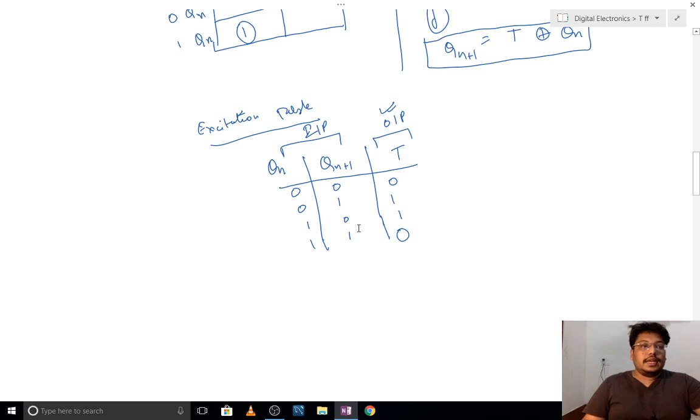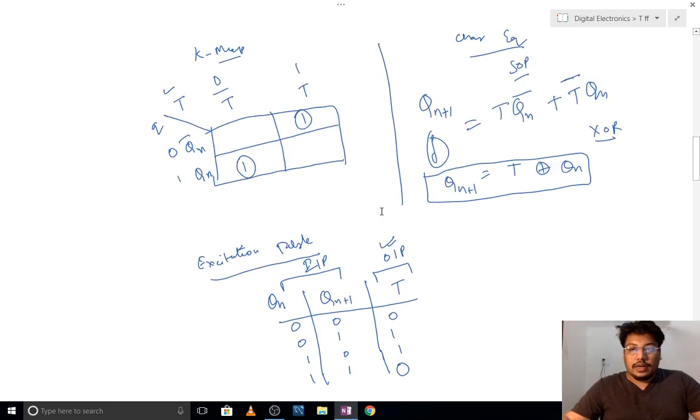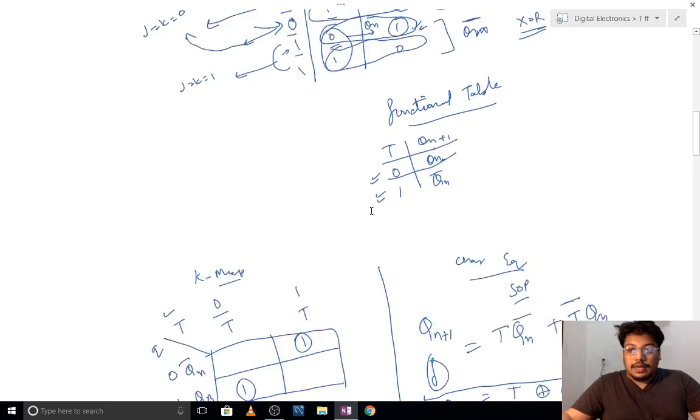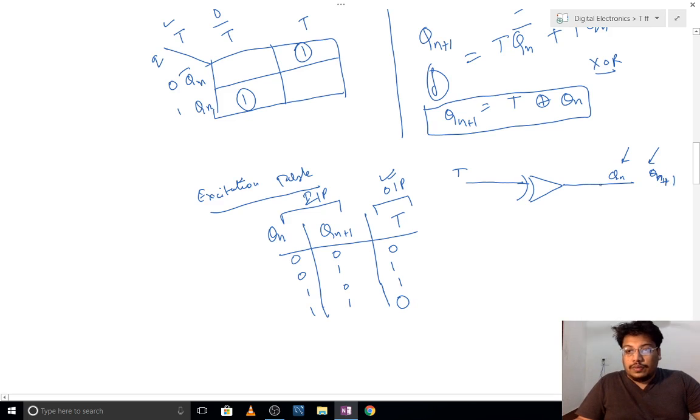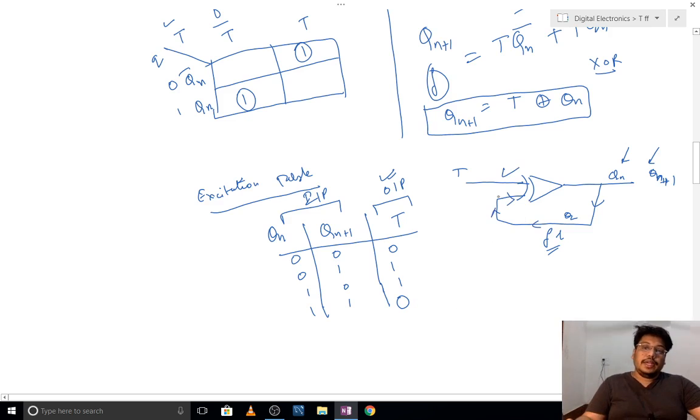So when we have this excitation table, we can create the circuit for it, but the circuit we have already created here, right? Let me create a circuit for this, just an XOR operation. What we can do is, let's take an XOR gate, put a T in it. The output will be, I have told you, the Qn input as well as Qn plus 1 output will be on the same circuit. So we can create like this. This is a feedback loop of Qn, right? So this is also a circuit we can create.